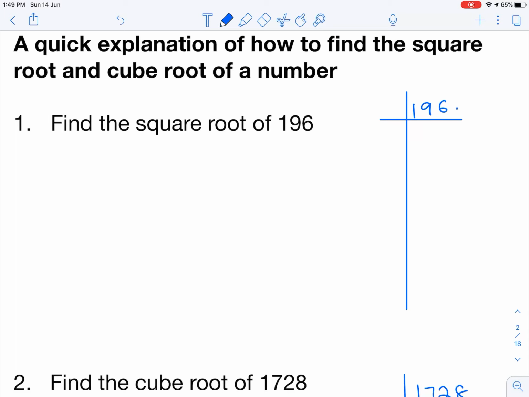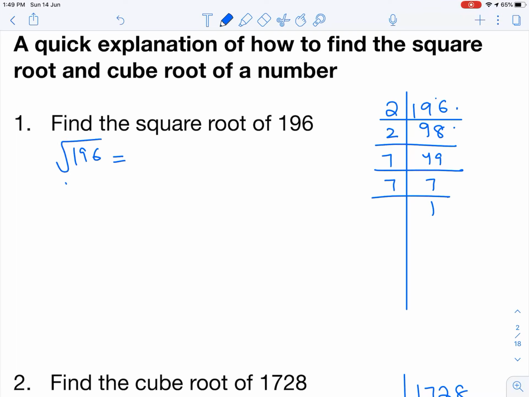In order to find the square root of 196, we'll do prime factorization of 196. In order to do prime factorization, you just have to write prime numbers here. This is called the division method, or prime factorization. Starting with 2: 2 9s are 18, 2 8s are 16, 2 49s, 7 7s, and 7 1s. This is the prime factorization of 196.